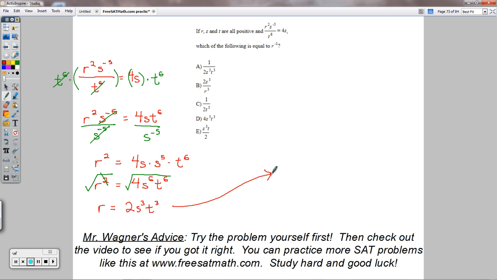This implies, or this means, that r to the negative 1, which is the same as saying 1 over r, would be the same as the reciprocal of this value. So this is that over 1. We can just flip that over and make it 1 over that value to give me my final answer. So this one would be 1 over 2s cubed t cubed, and that one matches up right here, the top choice, with choice A.